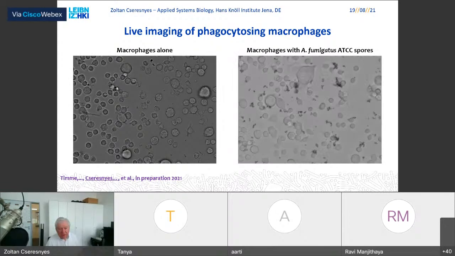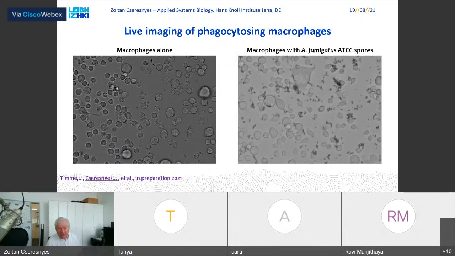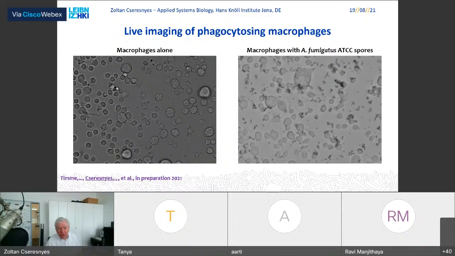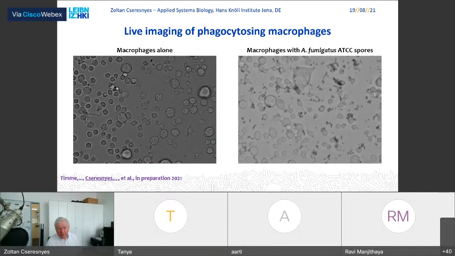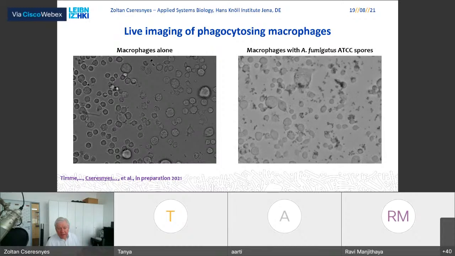And what you will see here is that, for example, this large cell takes up a whole large group of fungi. This smaller one starts taking them here, and then it ends up with about a dozen or so fungi inside itself. So we are actually able to characterize the process itself already by using transmitted light microscopy.